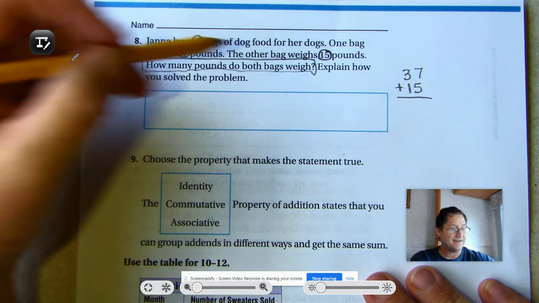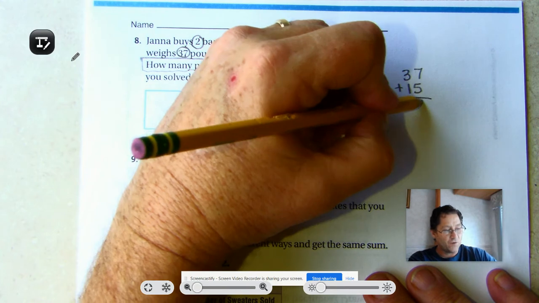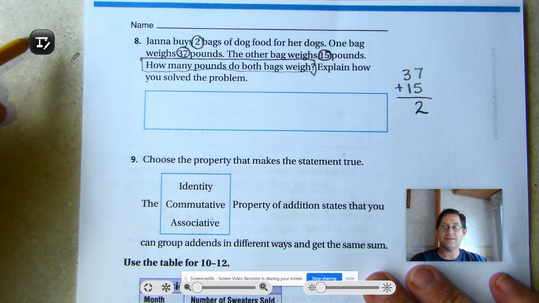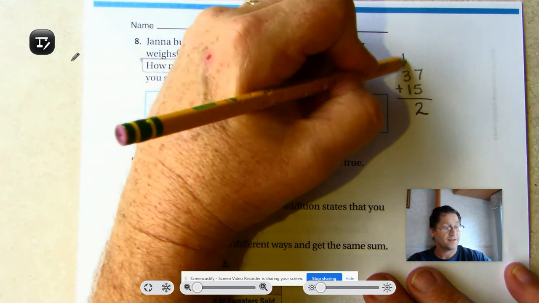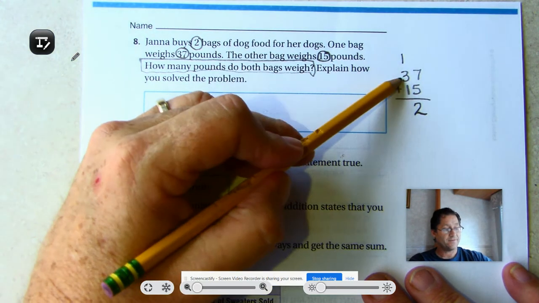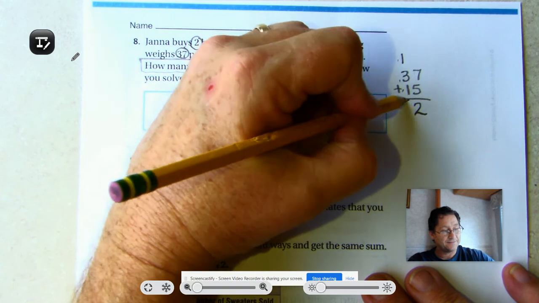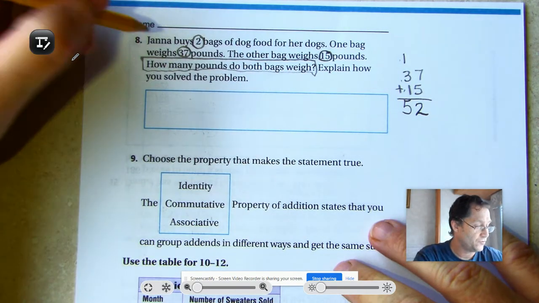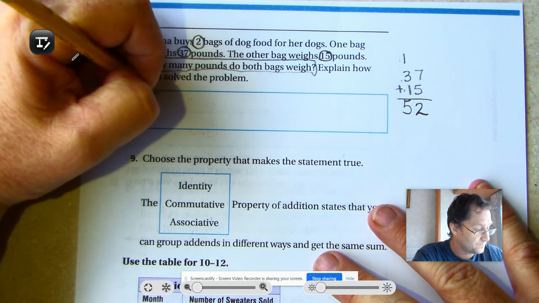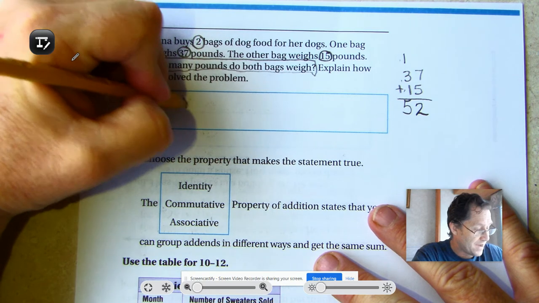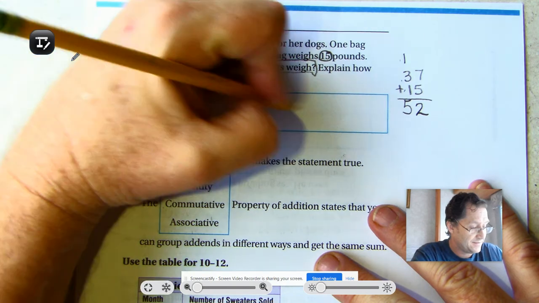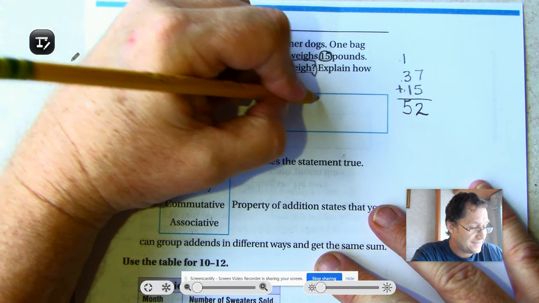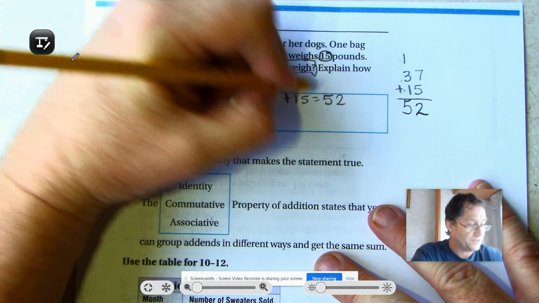That means to add. So 7 and 5 is 12. 12 ones I am going to need to regroup as 1 ten and 2 ones. So 3, 4, 5 tens. So 52 pounds. 37 plus 15 equals 52.